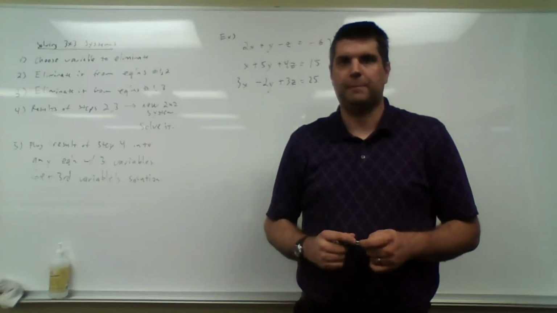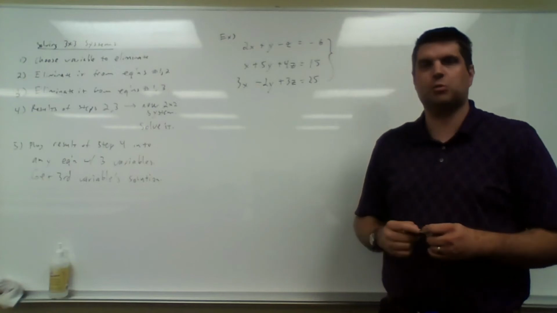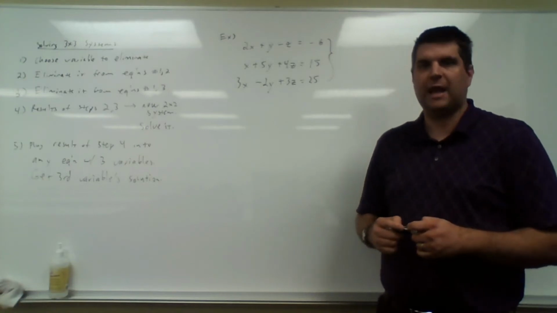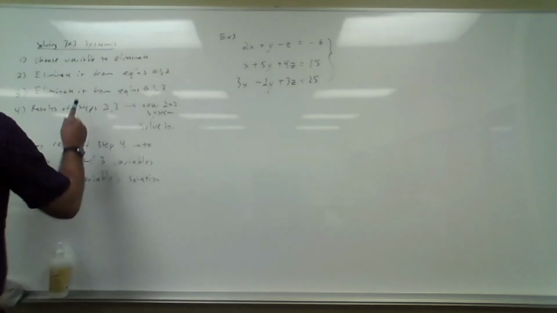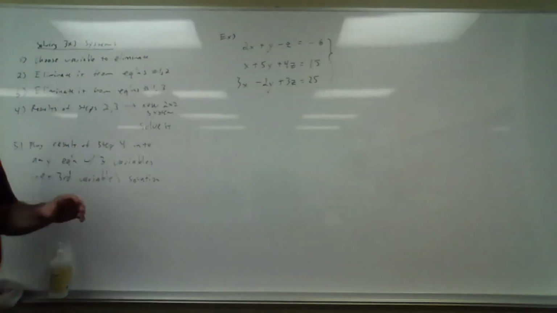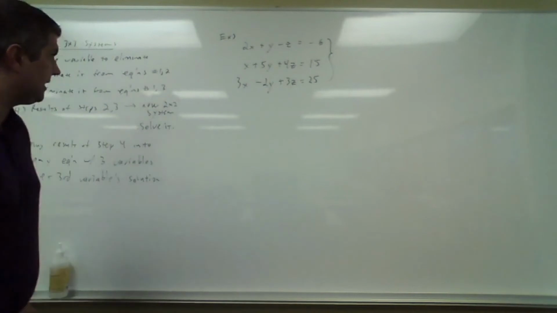Okay, I'm going to talk about solving 3 by 3 systems. This is one which has 3 variables and 3 unknowns. What you do is you choose a variable to eliminate. It could be x, it could be y, it could be z. Most people do x. That's what I'll do.